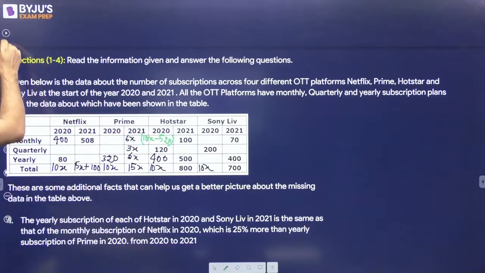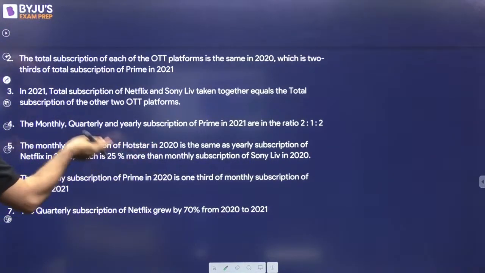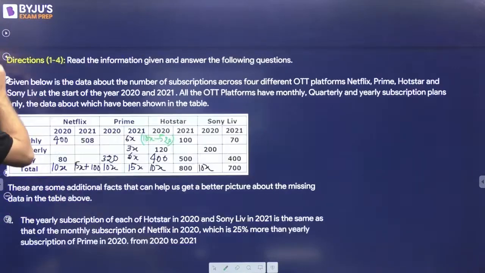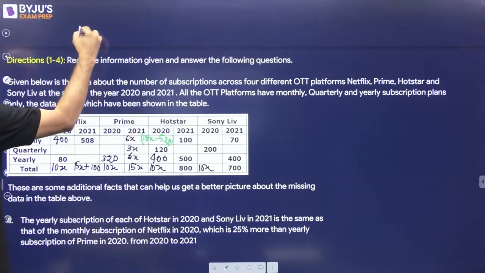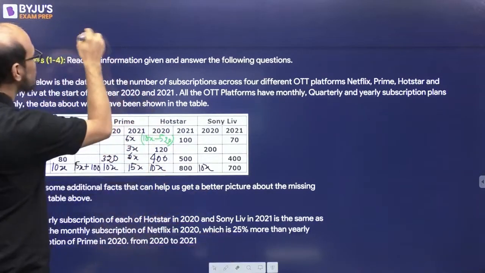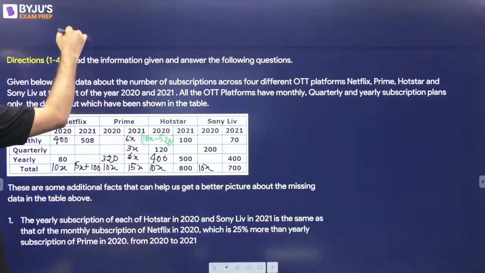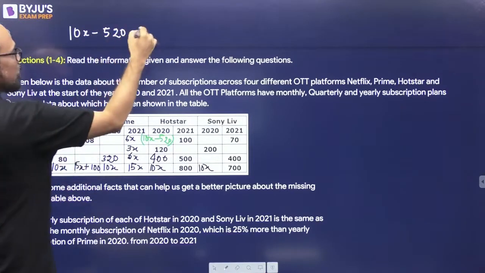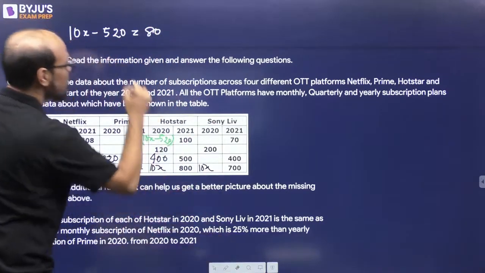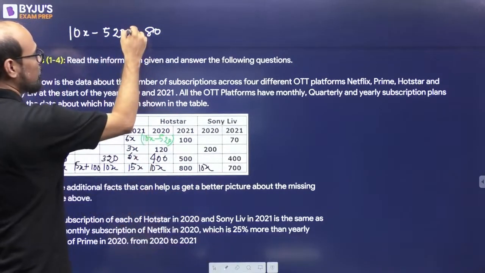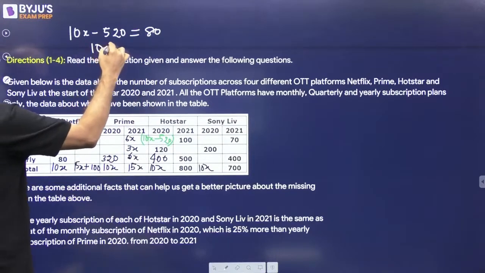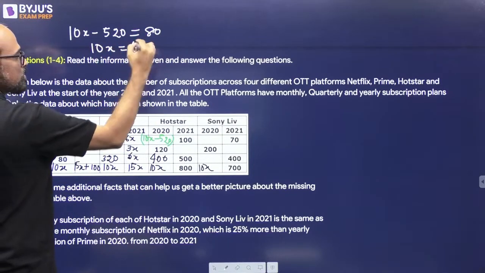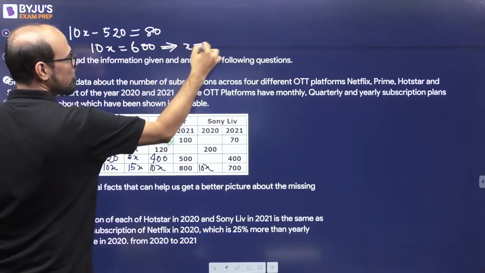So Hotstar in 2020 is same as the yearly subscription of Netflix in 2020. So from here we get that equation that 10x minus 520, this is going to be 80. यहां से x की वैल्यू हम लोग निकाल लेंगे, है ना? So we will have 10x is equal to 520 plus 80, which is going to give us 600, and that will result in x is equal to 60.